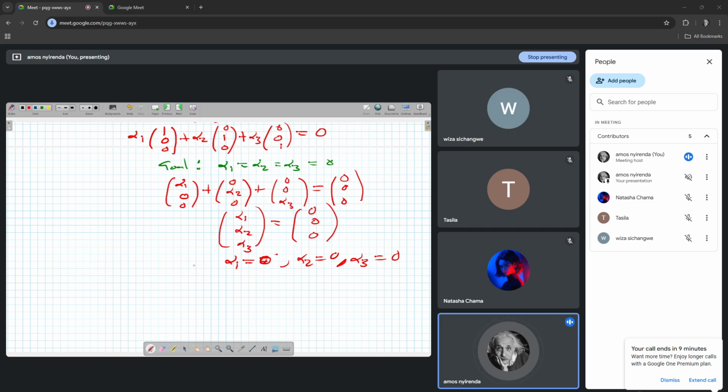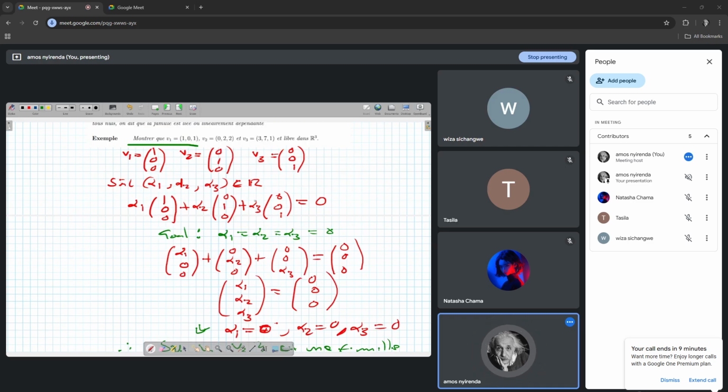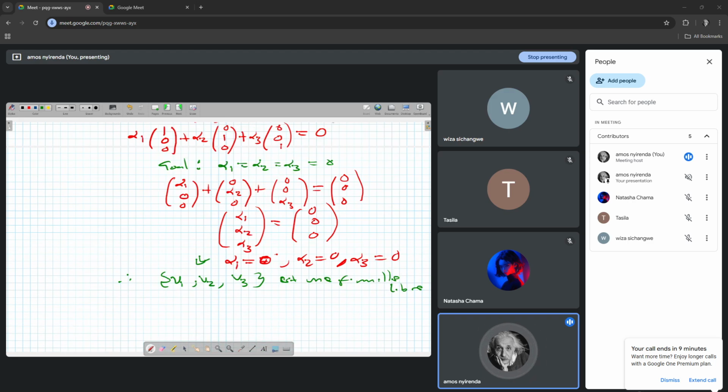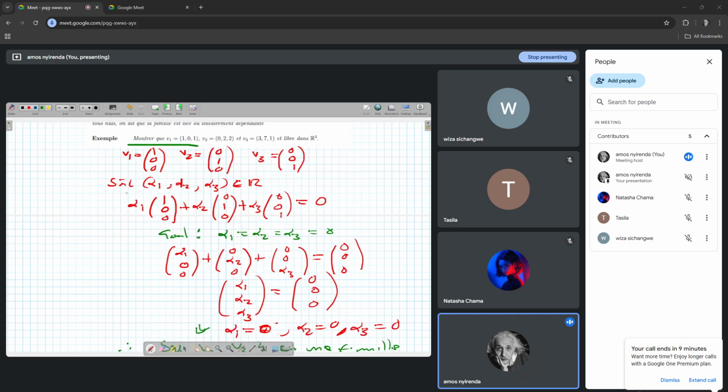Now this is good information, because what this means is that the family of vectors we chose, v1, v2, and v3, is going to be une famille libre. Because we started from this point. This is our P. We supposed that the linear combination is equal to 0, and then we've shown that the coefficients alpha 1 up to alpha 3 are all equal to 0. And so this has to be une famille libre.